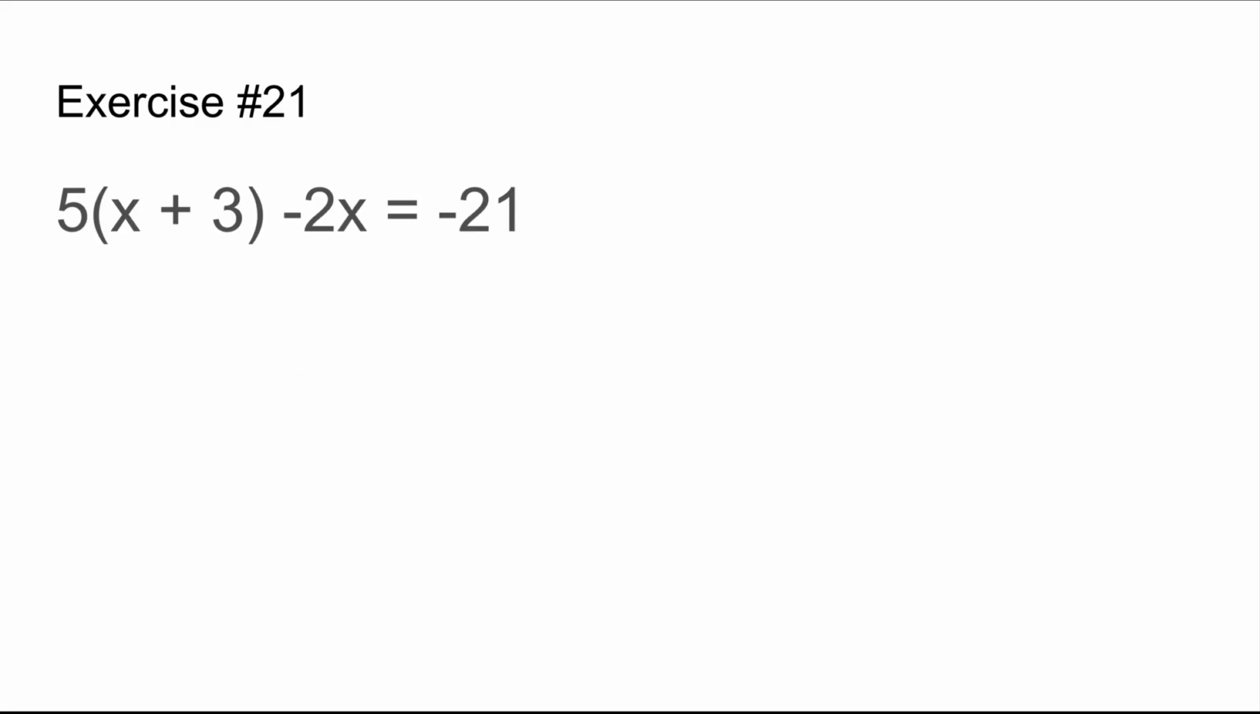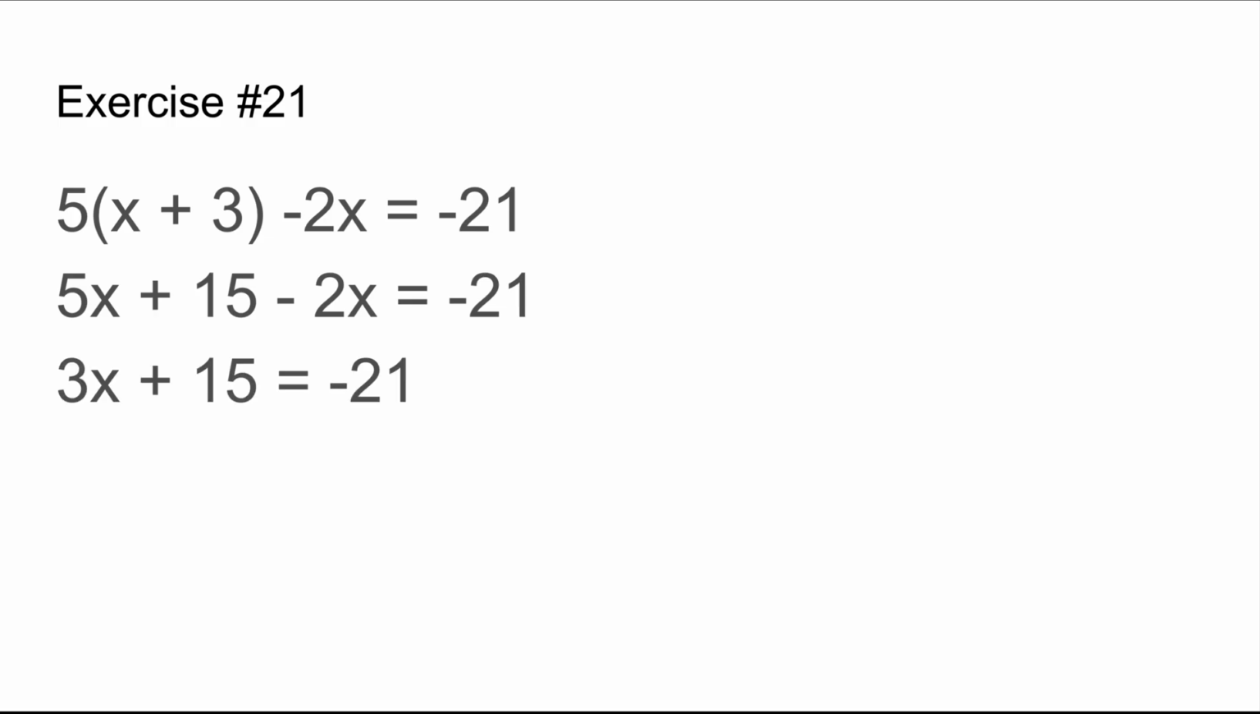21. Here's back to distributing. Remember our big new objective. So we're going to distribute first, then combine like terms, then solve for x. First, we are going to distribute that 5 by multiplying it. 5x plus 15 minus 2x equals negative 21. Combine 5x and negative 2x. 3x plus 15 equals negative 21.